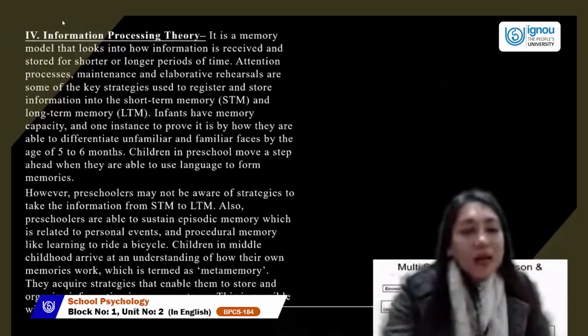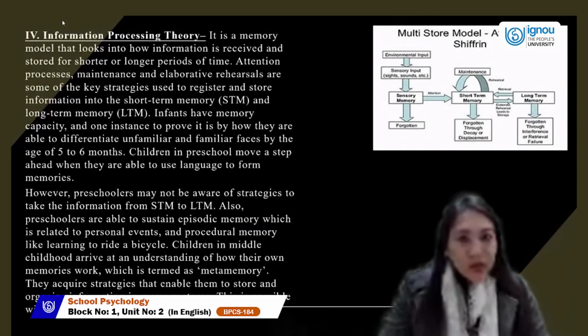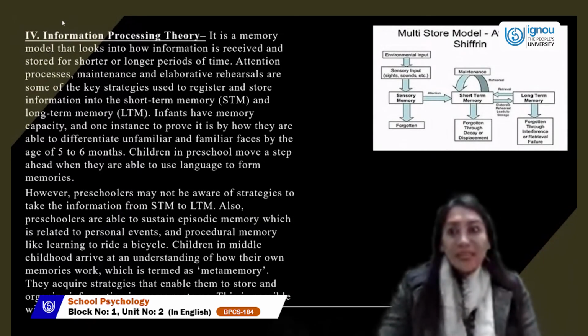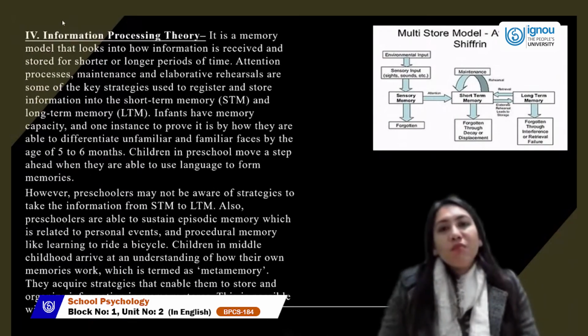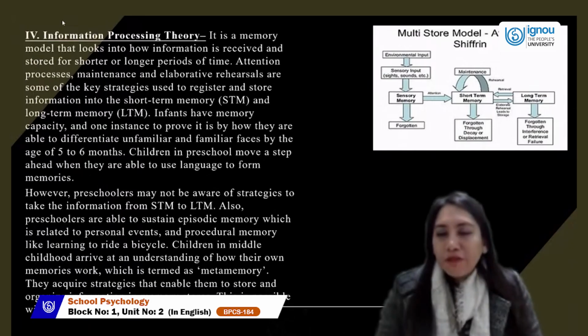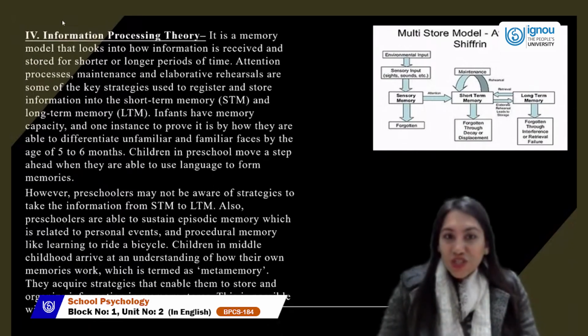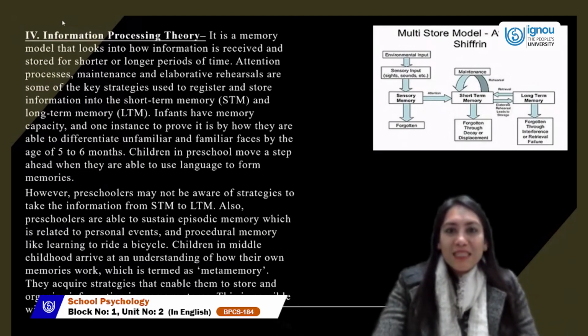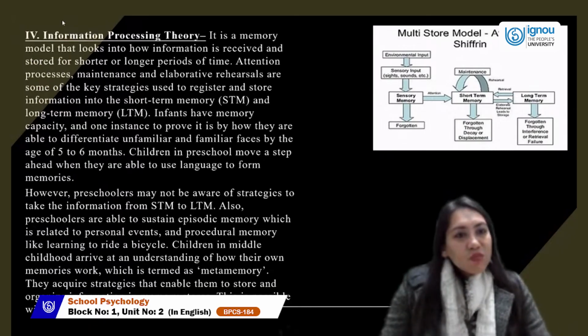Then coming to the information processing model. It is something we should look into, not only for cognition. I feel this is a process of thinking, memorizing, etc. This was given by Atkinson and Shiffrin, a very effective model. This is also called the stage model. Again, stage models are telling us that theories are working in stages.